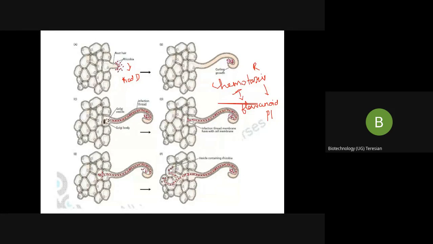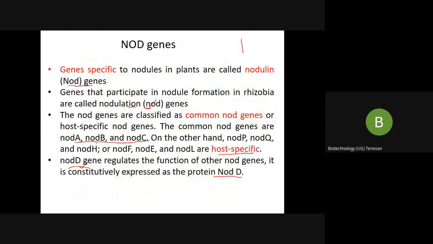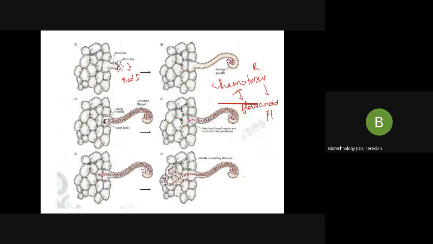Okay, after it has been attracted, what happens next? Then it induces expression of other nod genes which are involved in the synthesis of nod factors. This one we already spoke about in the previous slide. Just go to your previous slide. Okay, this one, see, the NOD D gene regulates the function of the other NOD genes. So once your bacteria comes close to your plant root hair, it produces the NOD factor, of which the important one is NOD D. And this NOD D expresses the other NOD genes which are present.